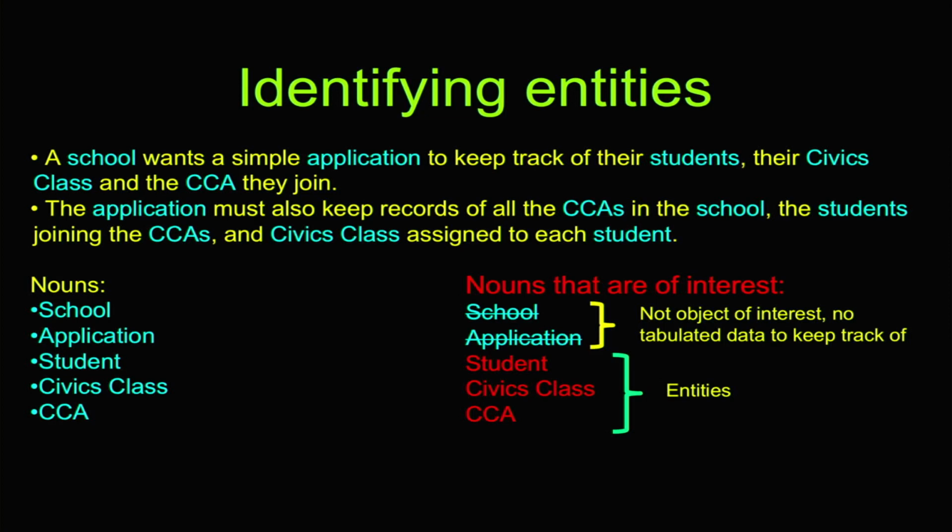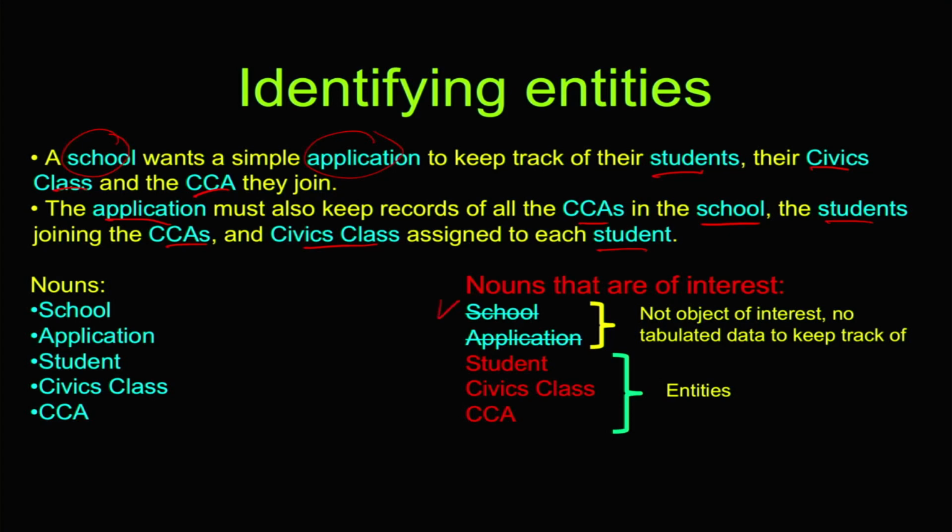The key thing to do now is to highlight all the nouns. I'm just going to circle them, and keep it very simple first. I'm just going to highlight everything that's a noun. So this is school, a simple application, keep track of the students, civics class, and CCA. This application, CCAs in the school, students, CCAs, civics class, assigned to each student. If we sort through the nouns, we can see that there are 5 of them: school, application, student, civics class, and CCA. We can rule out some of the things first.